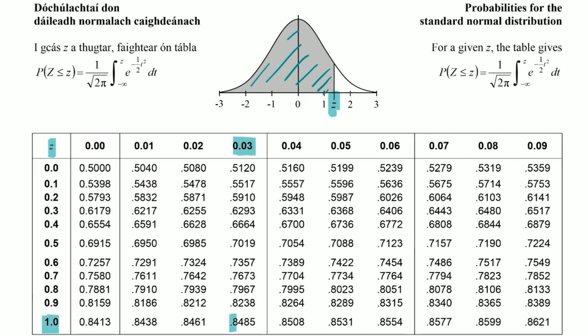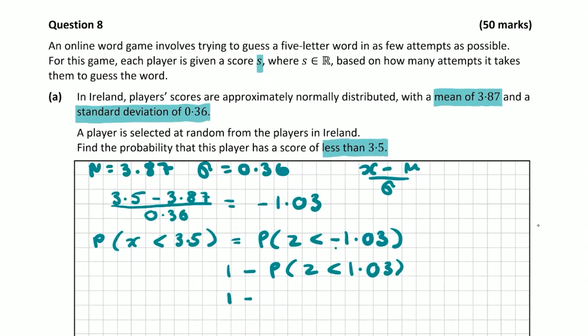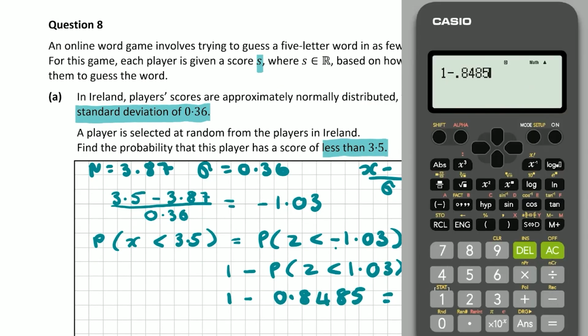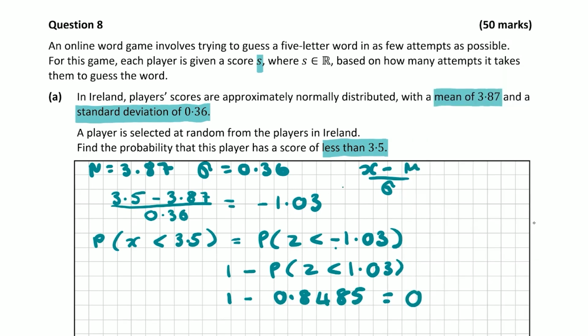So we have 1.0 here, 1.03. So that is 0.8485. So it is 1 minus 0.8485. And let's see what this is. It's 0.1515. So the probability that a player selected at random has a score of less than 3.5 is 0.1515. This is our final answer, and for this answer, you're going to get a total of 10 marks.